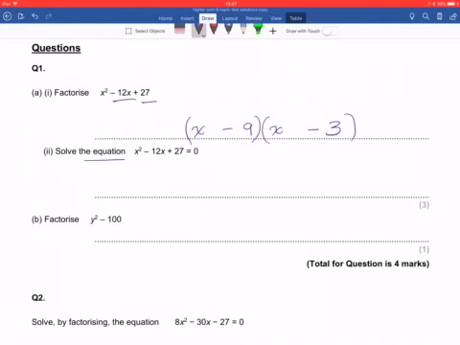When you said solve, what makes this 0? What makes that 0? That would be 0 when x equals 9. And the other bracket would be 0 when x equals 3.